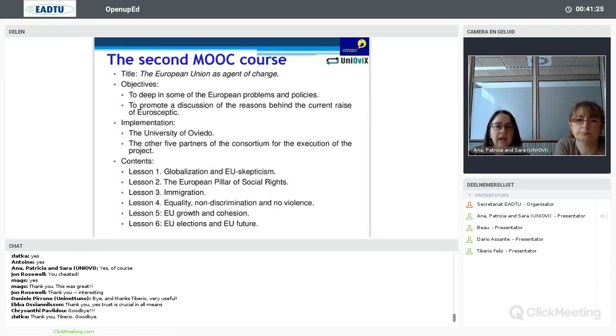The second course is the European Union as an Agent of Change. Once the objectives of the first course have been achieved, the second course addresses the deepening of some of the European policies as well as the problems that arise in the future, the causes and possible ways of avoiding them. It aims to promote a discussion of the reason behind the current rise of Euroscepticism in the European Union and its impact on the future of the European project.